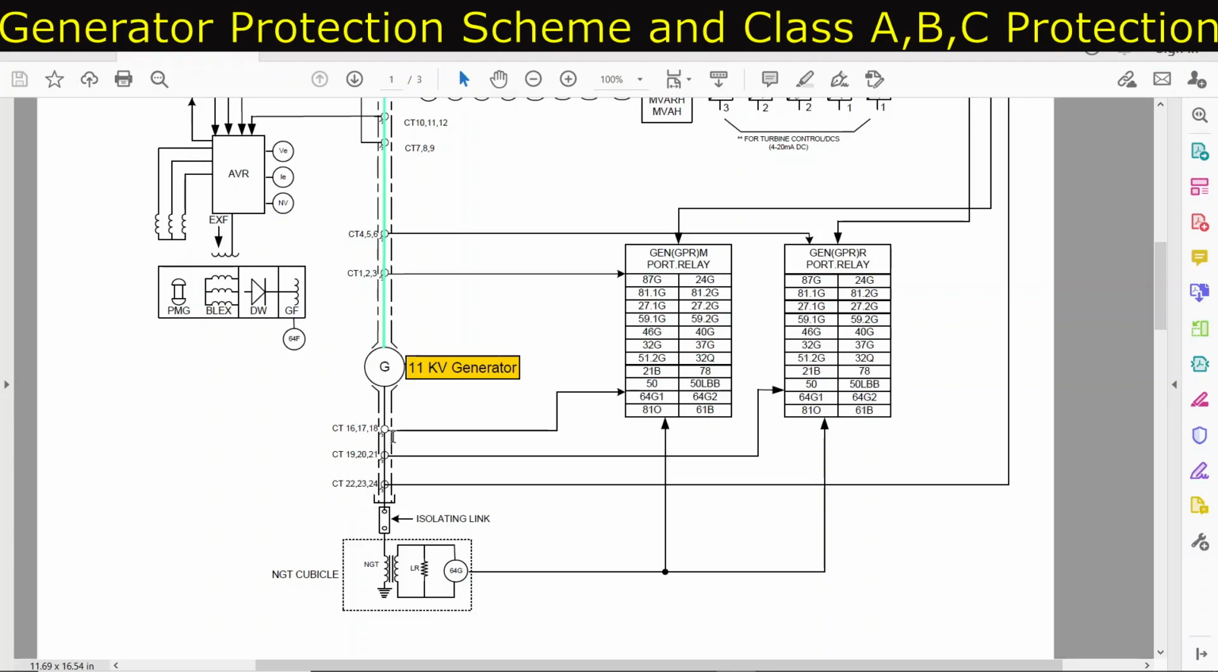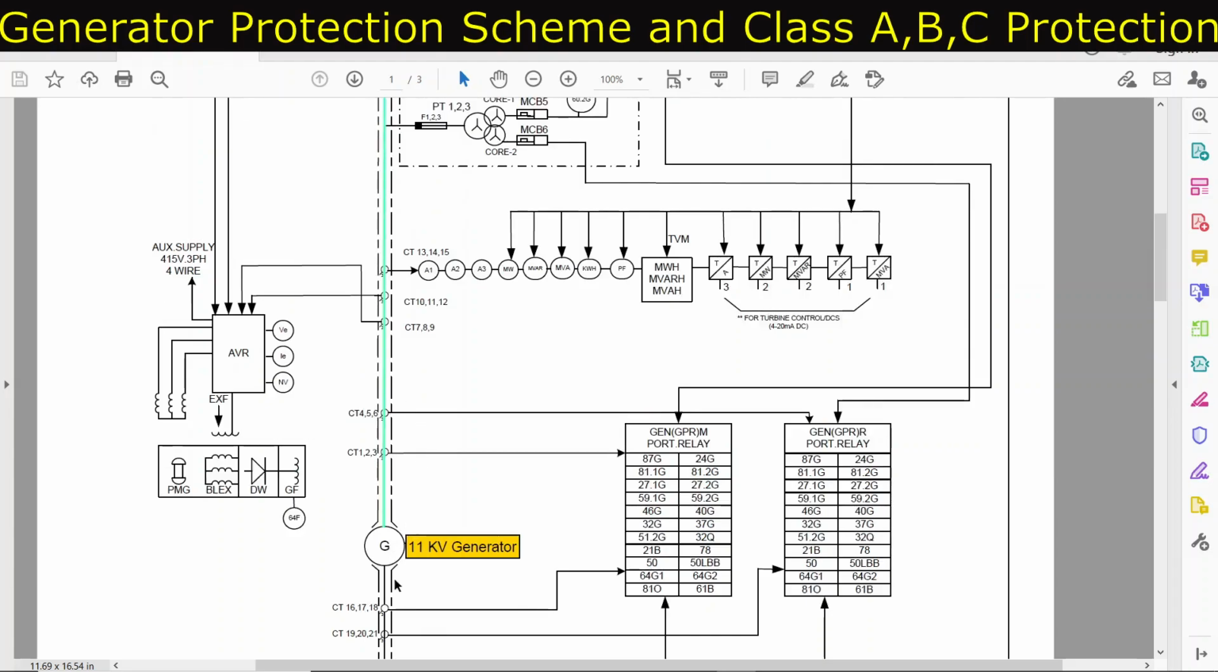we have 3 CTs used here: CT1, CT2, CT3. Since this is an SLD, you consider this is R, Y, B. Each phase has CTs, and the CT name is nomenclature. You will find any kind of nomenclature, but here for R phase it is CT number 16, for Y phase CT number 17, B phase CT number 18. So three sets of CTs are used here for different kinds of protection that I will tell you.